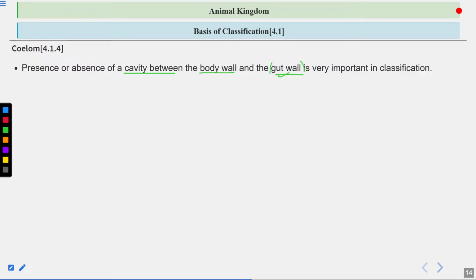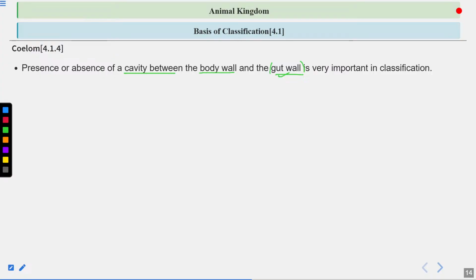So the organism which possesses this space in between the body wall and gut wall, they are called coelomate animals, and the cavity is called coelom or the body cavity. And the organism in which there is no cavity present between the body wall and the gut wall, that is called acoelomate.